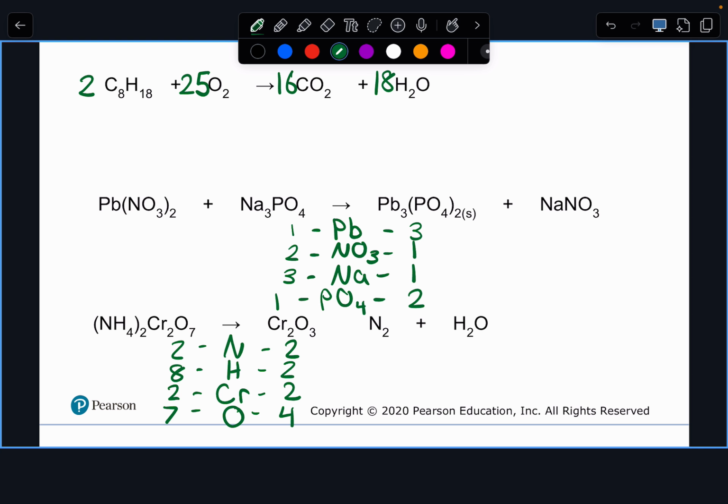All right, let's work through the last 2 together. If you didn't quite get to them, that's okay. If you did, you can just check your answers. All right, so the second one, this is one of those where you want to leave nitrate, NO3, and phosphate, PO4, as a unit. It would get really confusing if you didn't, because then you would have oxygen in every single compound, and it would just get messy, okay?